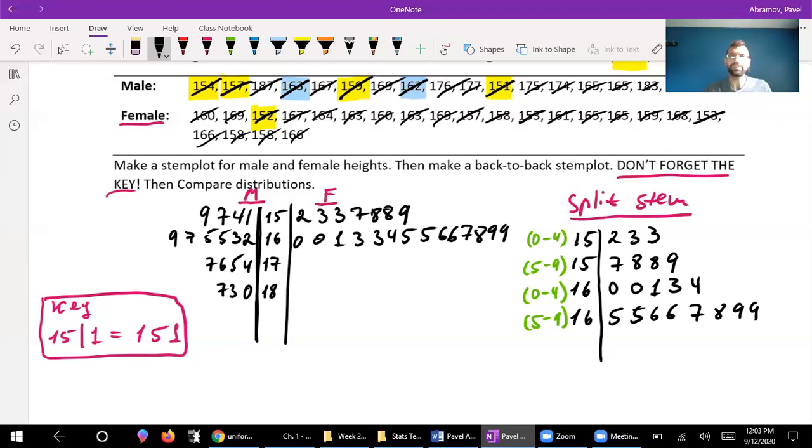Now, if we want to compare the distributions, once again, we're talking about spread, center, outliers, and shape. I will let you think of how to compare those two, but otherwise we will move on. By yourself, think mentally, what is the comparison here? Otherwise we will move on.